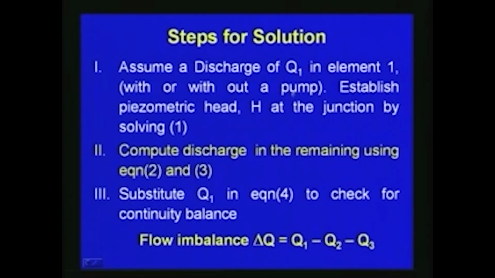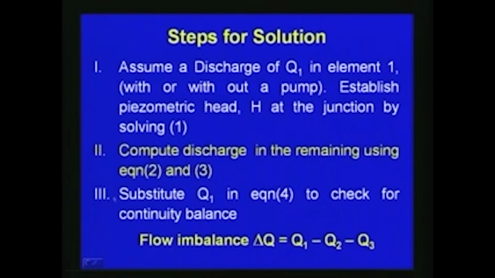So, in this slide the basic steps for such solutions are given. Step number 1: assume a discharge Q1 in element 1, with or without a pump. If there is a pump in this particular system, we have to consider that pump separately. Then establish the piezometric head H at the junction by solving equation number 1, and then we compute the discharge in the remaining pipes using equations 2 and 3. Then we substitute into equation 4 to check for the continuity balance. So, the flow imbalance will be delta Q is equal to Q1 minus Q2 minus Q3.